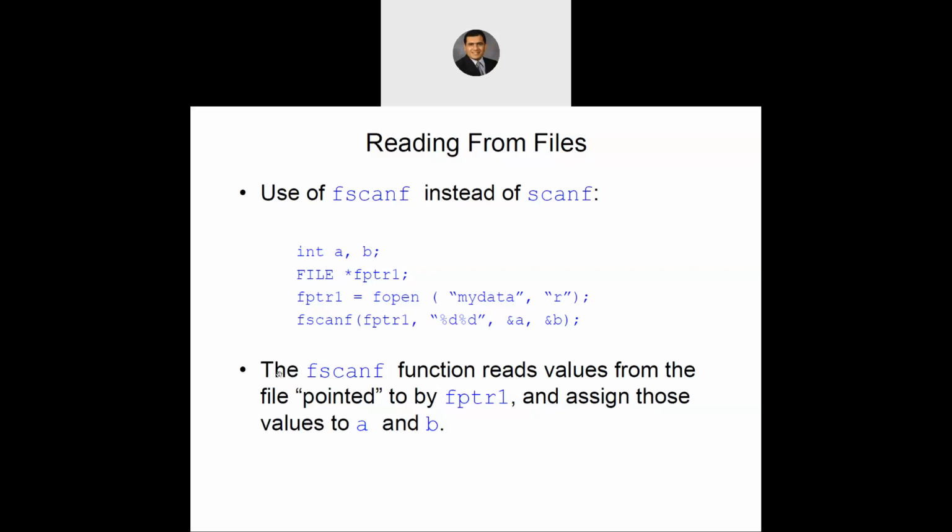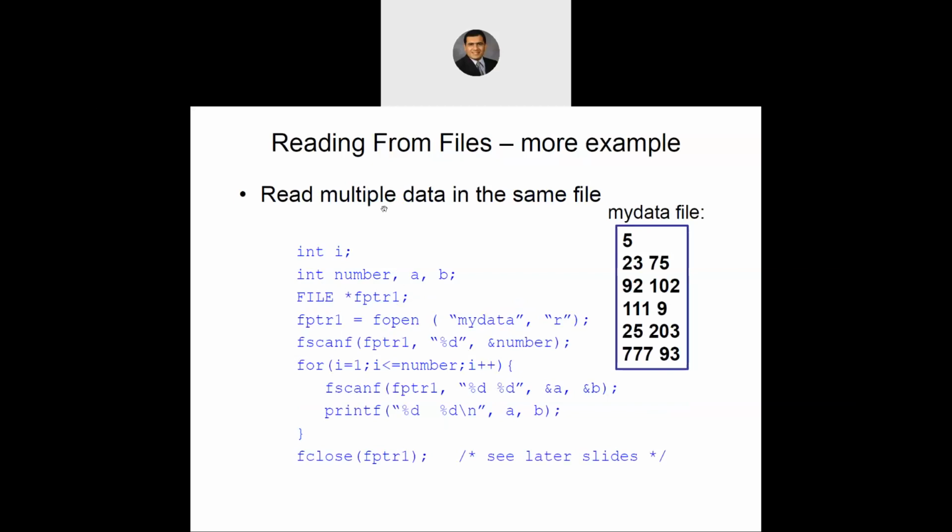The fscanf function reads values from the file pointed to by fptr. So here, the file pointer points to this. So the fscanf means read from mydata.txt. Similarly, we have got fprintf. Fprintf means write to a file. Okay.